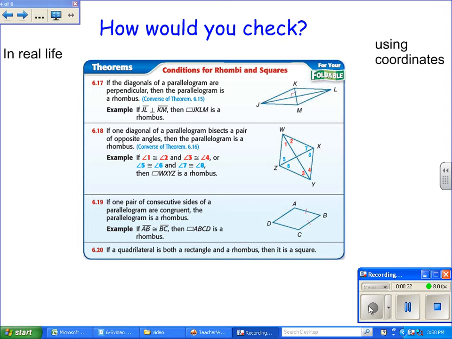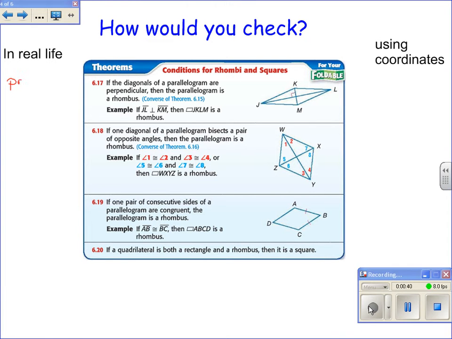How would I check to see if something's perpendicular in real life? Well, of course, I could use a protractor. I could measure the angle and see if it's 90 degrees.